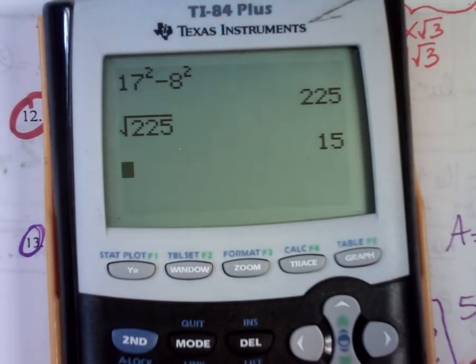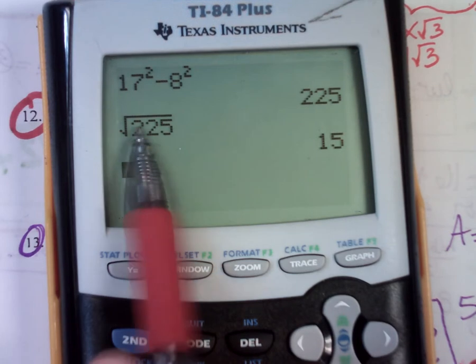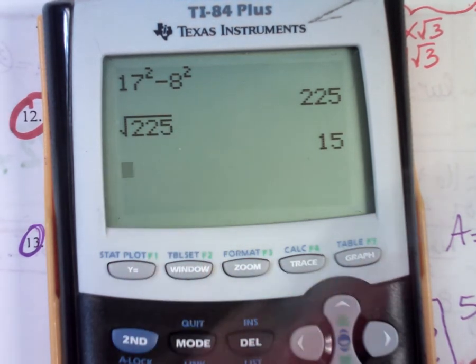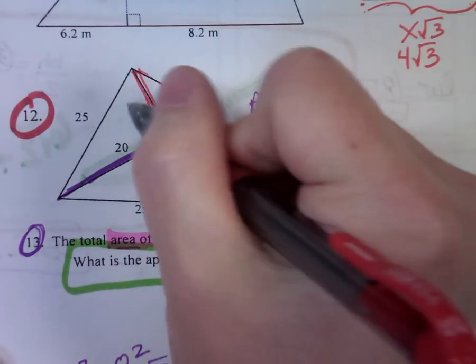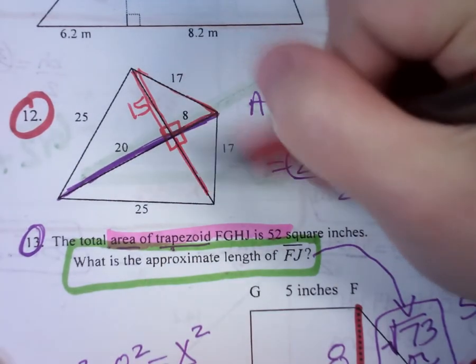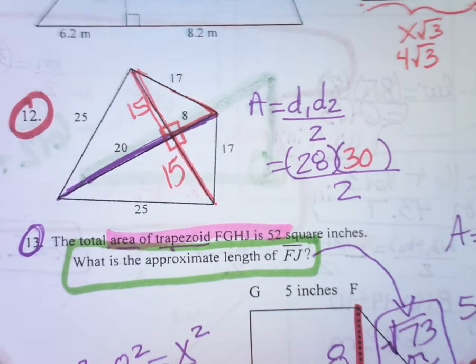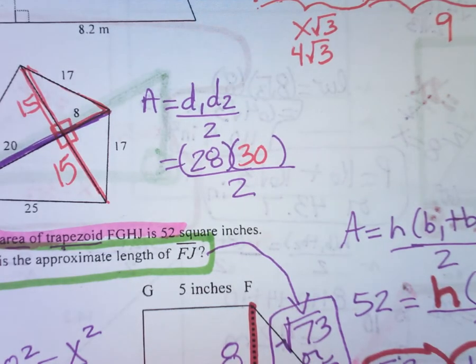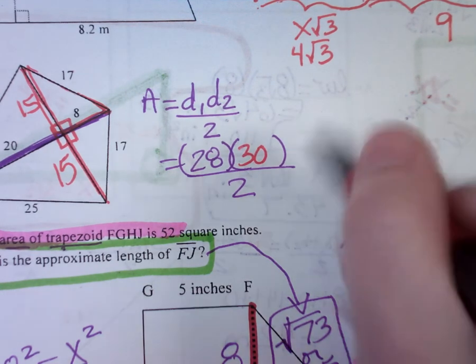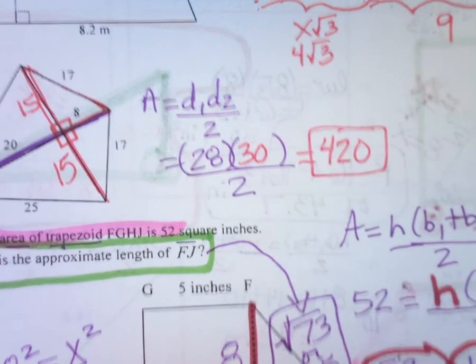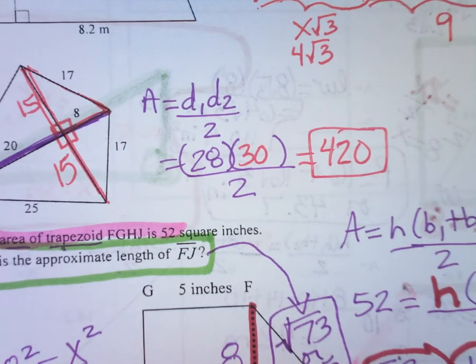Did we get 15? Now, if this wouldn't have come out pretty, then you wouldn't have liked the problem. But because it came out nice and sweet, then that's okay. So if this piece is a 15, what's this one right here? And then how long is this whole diagonal? 30. Now that's easy to work out. So take a moment and take 28 times 30 and divide by 2. And what do you get? 420.